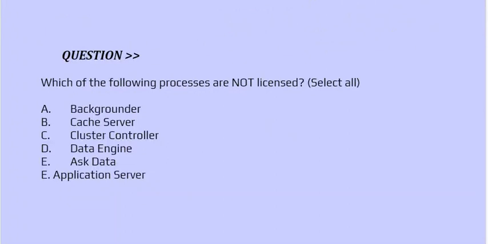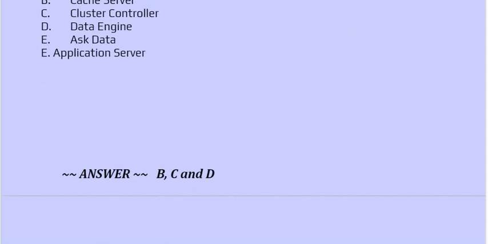Next question is, which of the following processes are not licensed? Select all. Option A, backgrounder. Option B, cache server. Option C, cluster controller. Option D, data engine. Option E, ask data. Option F, application server. Correct answer is option B, C and option D.